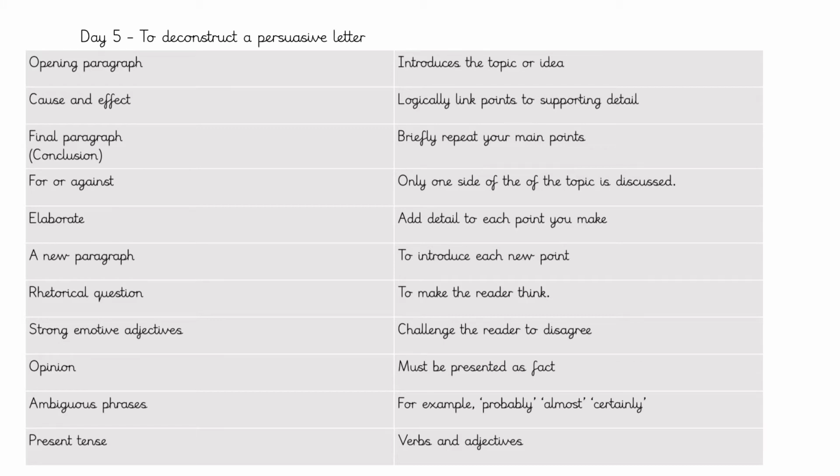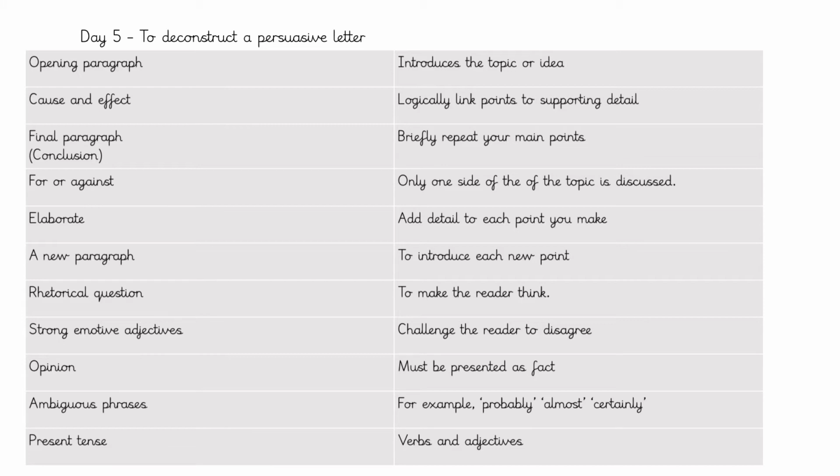You need to have ambiguous phrases in there, for example, like probably, almost, certainly. And it must also be written in the present tense. You must use present tense verbs and adjectives. I know that's a lot to take in, but I've modelled on the next few slides all of these things.